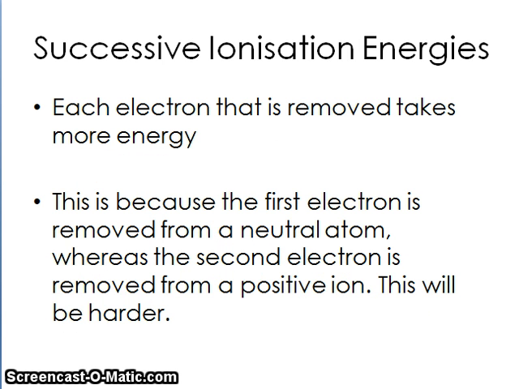So the last thing we need to talk about is successive ionisation energies, which again we've covered before, so it's just a bit of a recap. Each electron that's removed is going to take more energy because you are removing that electron from a positive species. So it's more difficult to remove an electron from a species that's already positive than it is if it's a neutral atom.